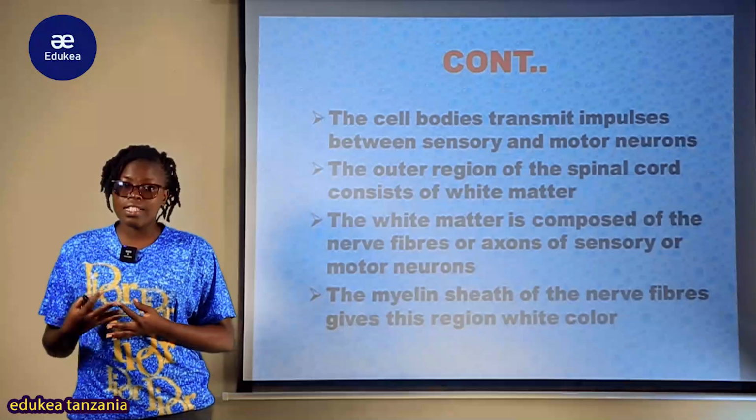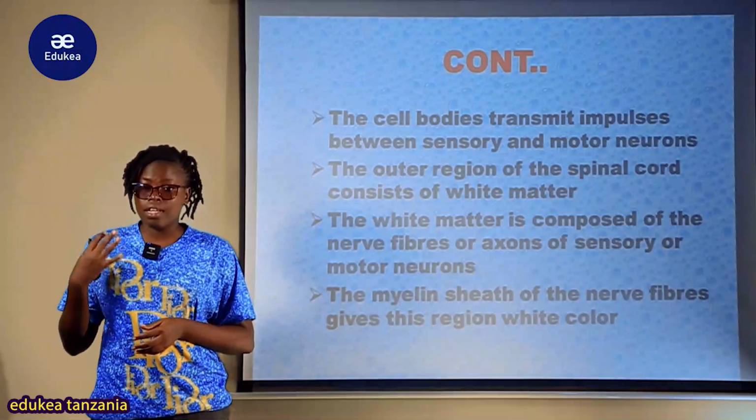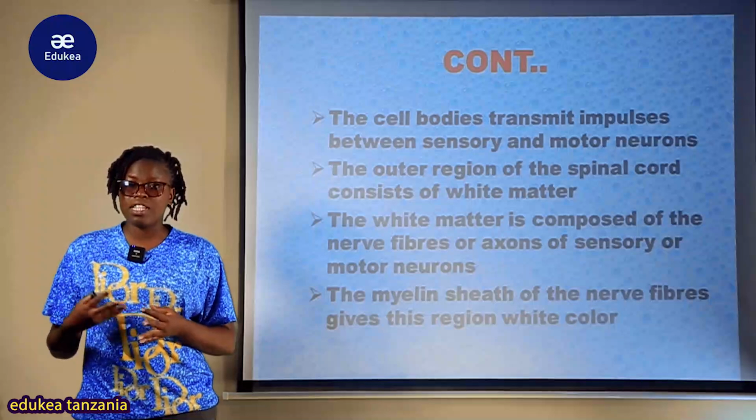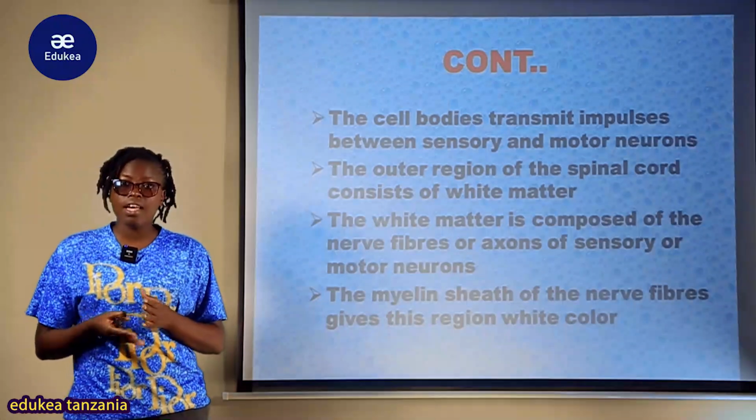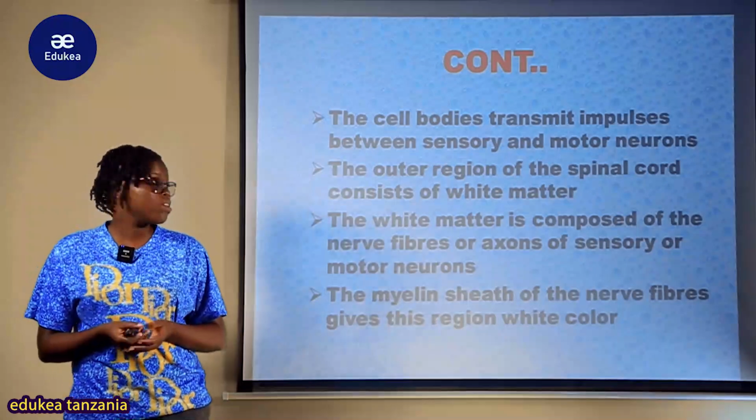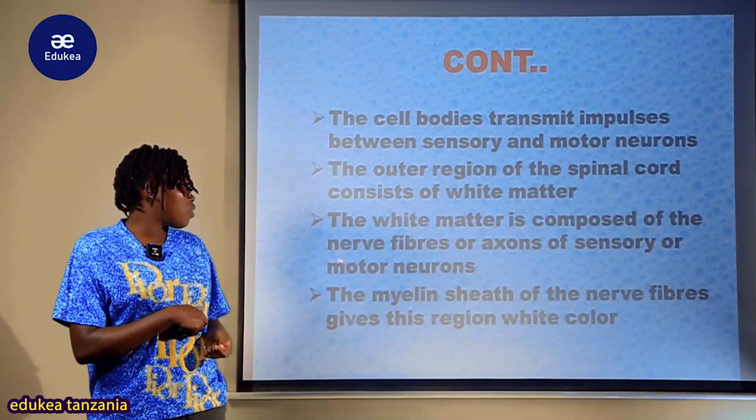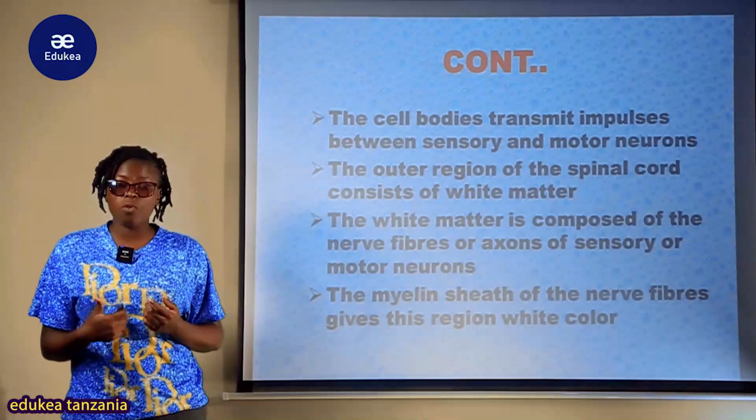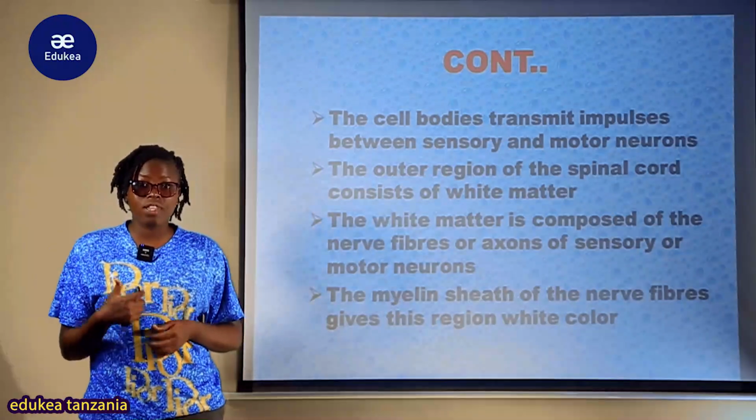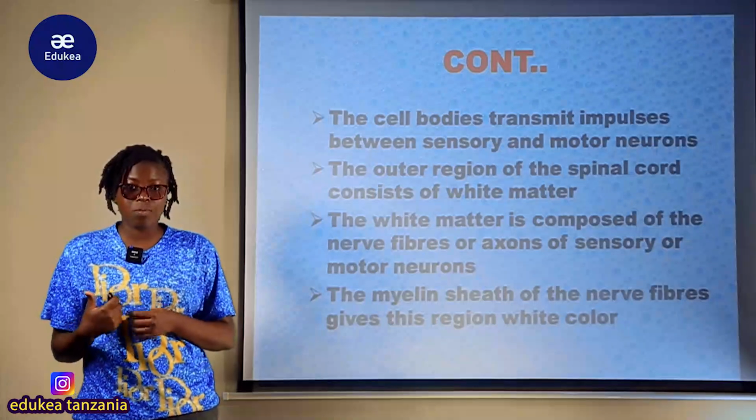It also helps to increase the rate of transmission of the nerve impulse. In the nervous coordination system, the transmission of the nerve impulse is more rapid and is electrical. So it is something faster, responsible for the transmission of these fast responses. The white matter is composed of the nerve fibers or axons of the sensory or motor neurons. In the gray matter we have cell bodies, but the white matter contains the axons of the sensory or motor neurons.